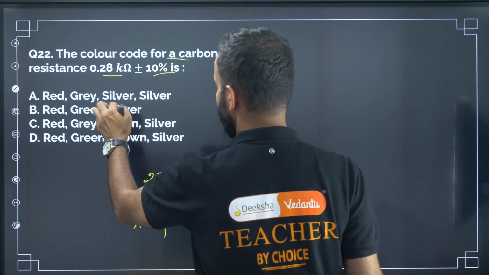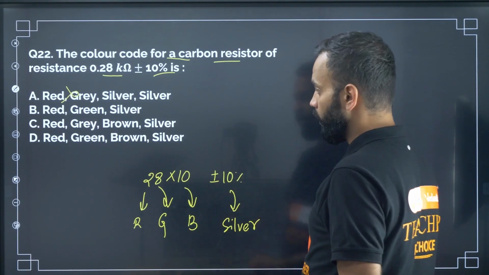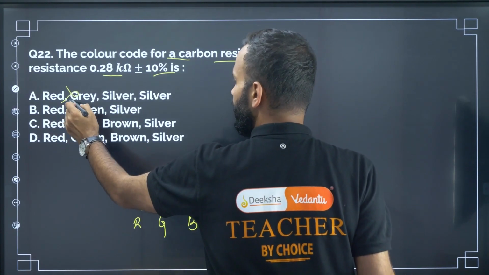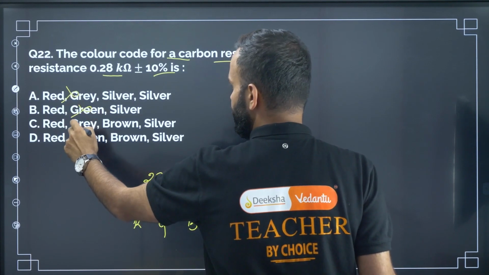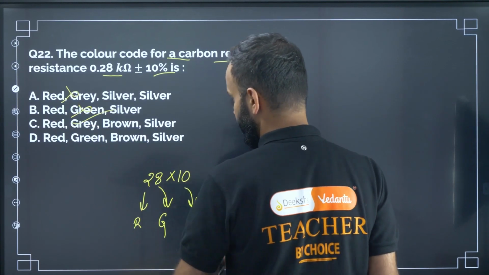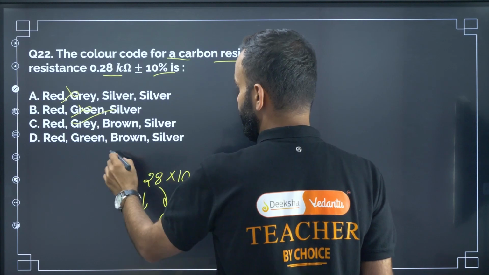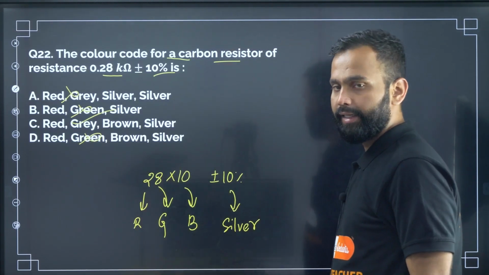So option A says red, gray, silver, silver, wrong. Option B says red, green, wrong. Option C says red, gray, brown, silver, correct. Option D says red, green, wrong. Red, gray, right? Yeah.